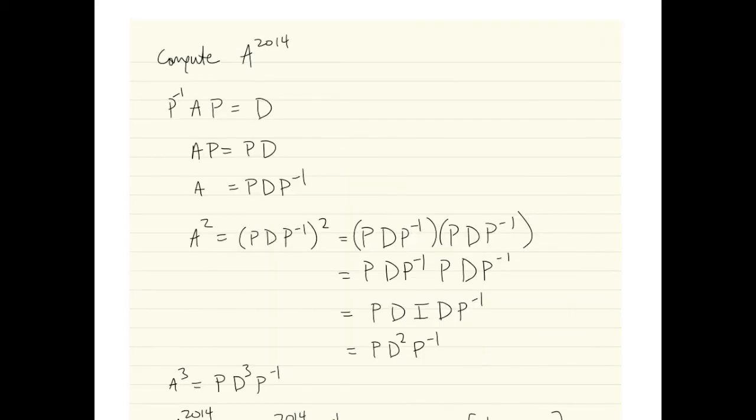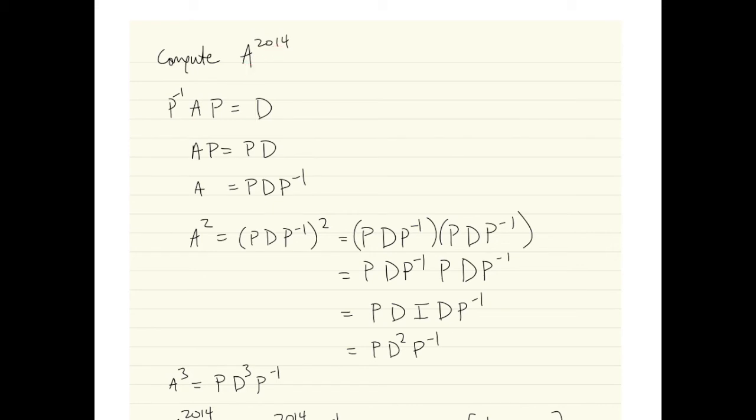Okay, now how is that useful? Well, here's a simple example. Suppose we want to compute A to the 2014. That's a huge number, and it turns out it's much easier to compute exponents of diagonal matrices than non-diagonal matrices. So we know that P inverse AP is equal to this certain diagonal matrix. And so let's solve this equation for A, because we want to compute A to the 2014.